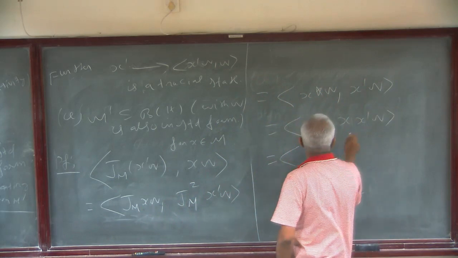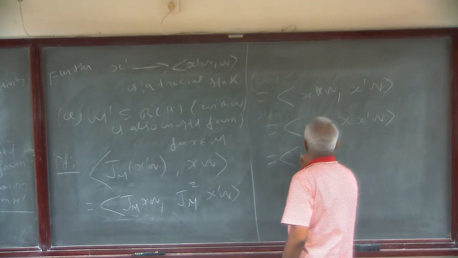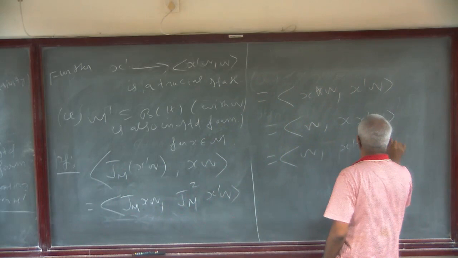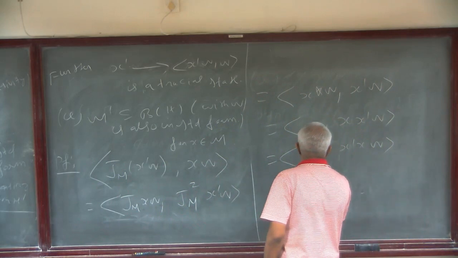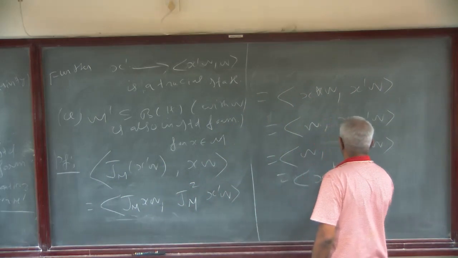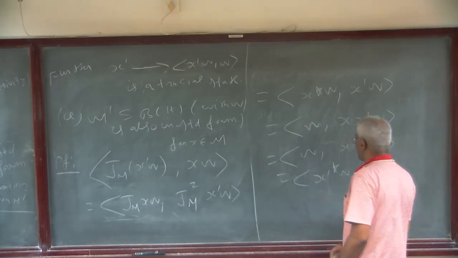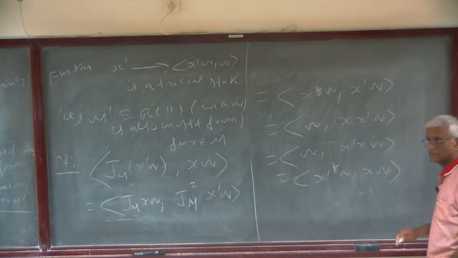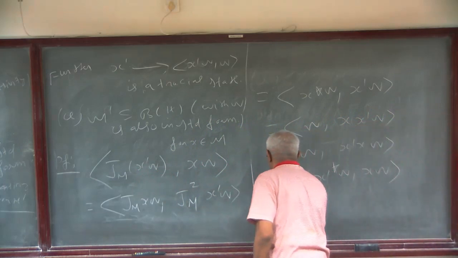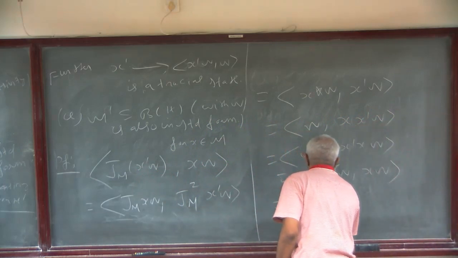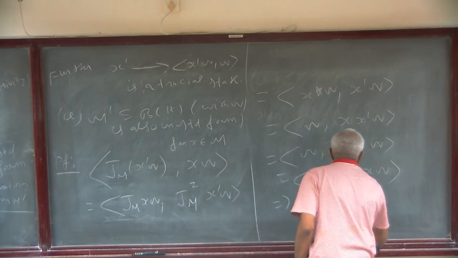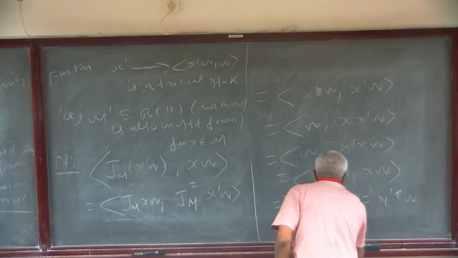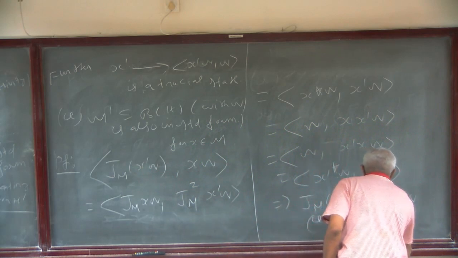Now this is the same as x prime x omega, because M and M prime commute. So this is equal to, I bring it here, x prime star omega, x omega. So J_M of x prime omega is equal to x star omega on a dense subspace. So this implies J_M of x prime omega equals x prime star omega. That is, J_M is equal to J_M prime.